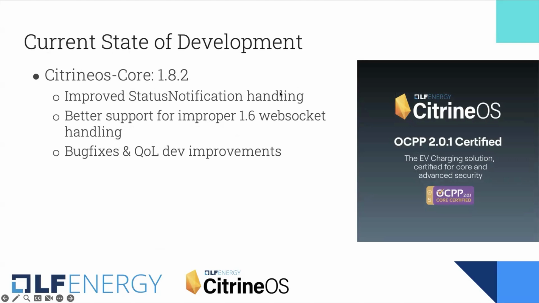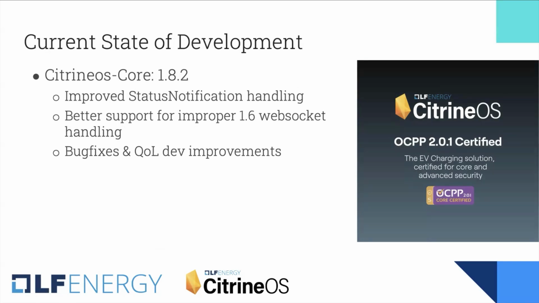I'm going to go over the most recent releases. 1.8.2 is going to be going out today. It is a release for CitrineOS Core, which is the portion of the project which supports OCPP communication with charging stations. This patch version has some improvements to how status notification is handled.